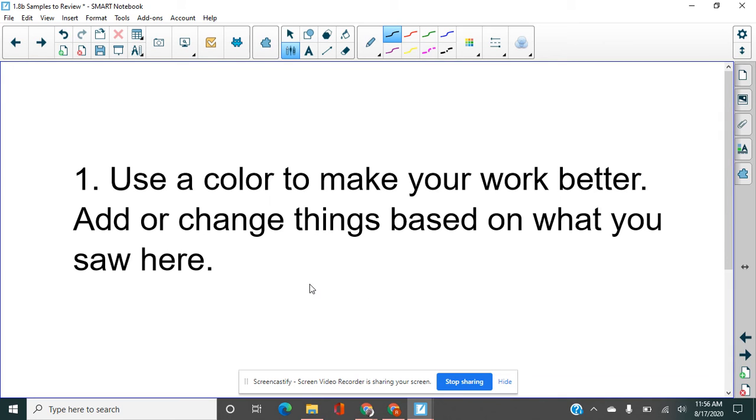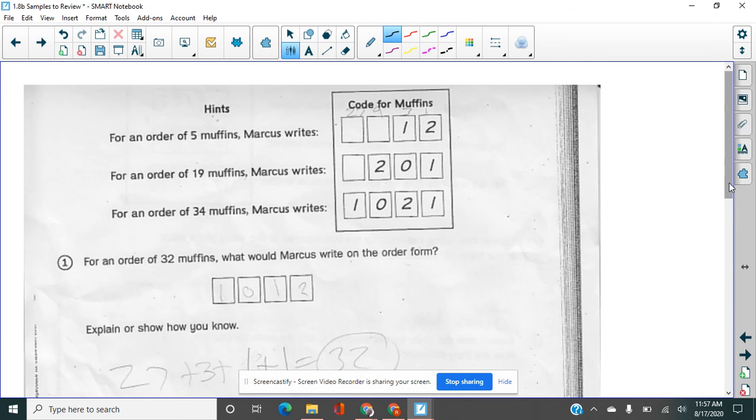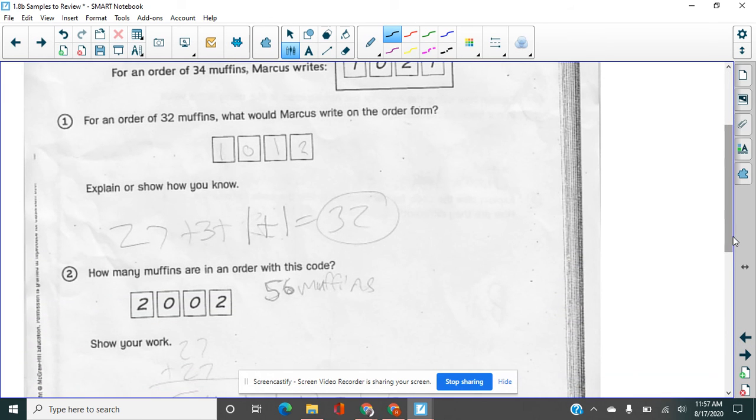So what you're going to do today, this is going to be kind of short. You're going to use a color to make your work better. Okay, so think about what color you could use: a green colored pencil, a blue crayon, a red pen, whatever. So you're going to grab a color and you're going to make your work better. So what would this person, we didn't look at this one very long, but what would this person need to add to their work in order to make this better? What could they add? You tell me.